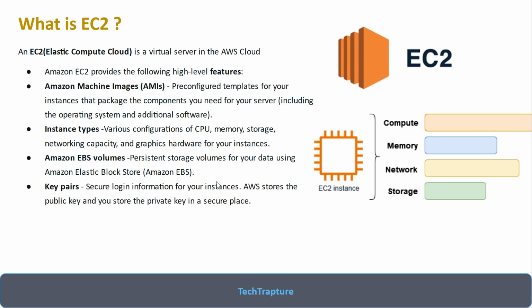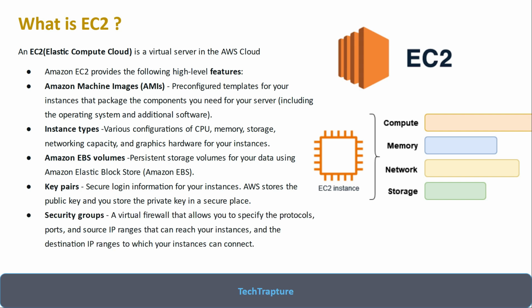Then you will have key pairs, which are used to log into your instance. You will also have a security group. A security group will help you allow traffic, inbound traffic as well as outbound traffic, to your EC2 instance. So that was the theoretical part about the EC2 instance.